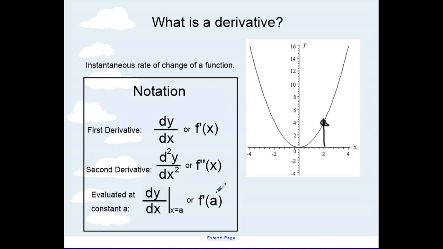We can evaluate our derivatives at any number. In this case we have constant a, so if we wanted to use the dy over dx notation, it would look something like this, with this bar here and x equals our number, in this case a. Or if we're using this notation, it'll simply be f prime of a.